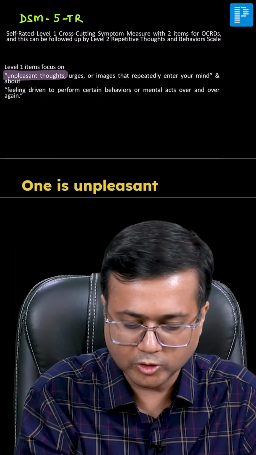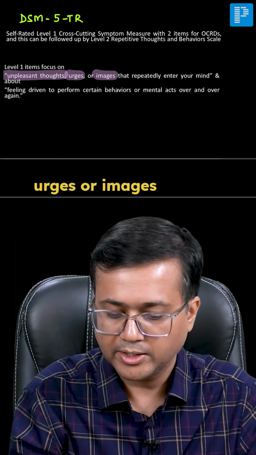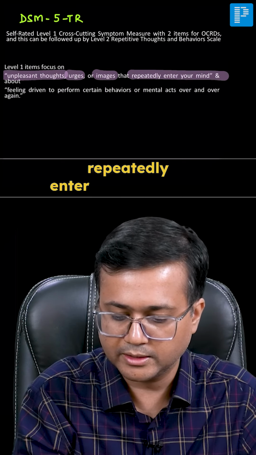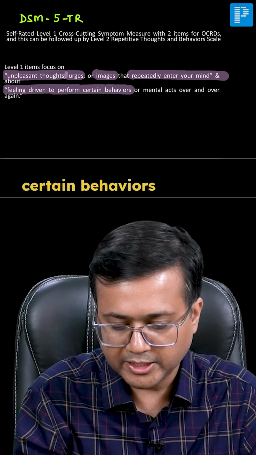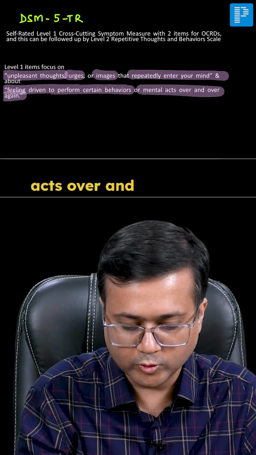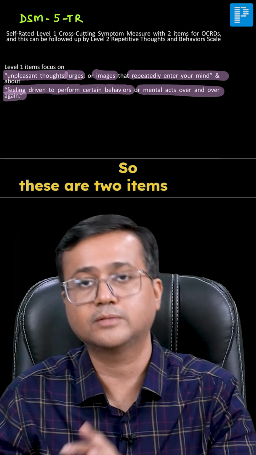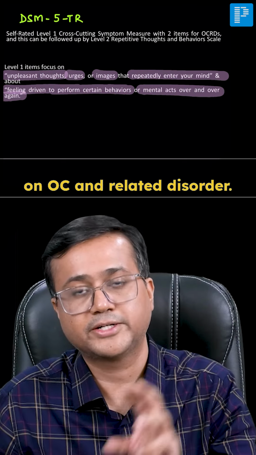So in level 1, the two items which are focusing on obsessive compulsive and related disorder: one is unpleasant thoughts, urges or images that repeatedly enter your mind, and the other about feeling driven to perform certain behaviors or mental acts over and over again. So these are two items focusing on OC and related disorder in level 1.